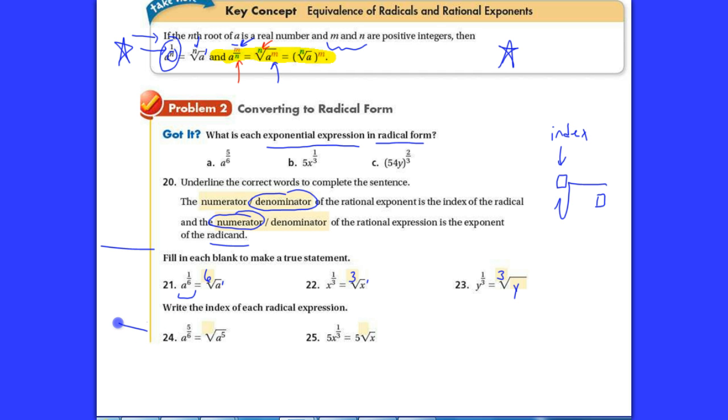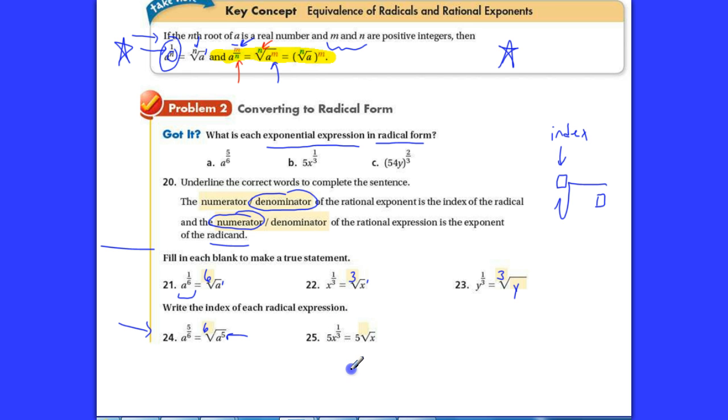So in number 24, when we have a to the power of 5/6, notice we have a to the 5th in there. Okay, the numerator is that power on the a, the 6th root of a to the 5th. And then the last question right here.